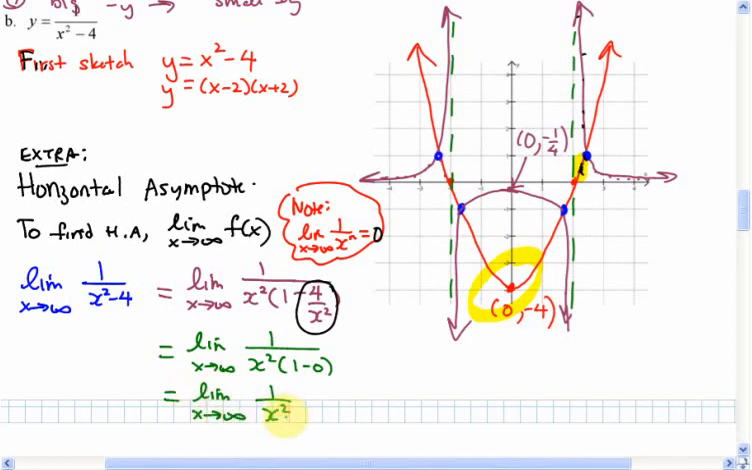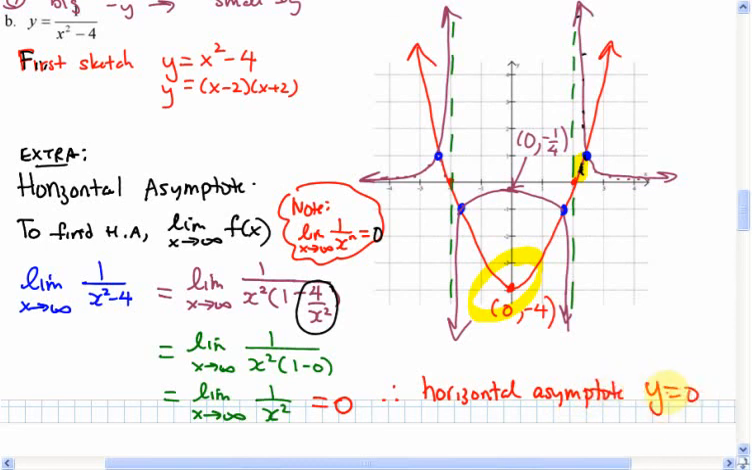Well, look at this, dear friends. We have another x squared, and really big squared becomes really big. 1 over really, really big is, well, that's just 0. So what does that mean to you? So I say, therefore, the horizontal asymptote is y equals 0.